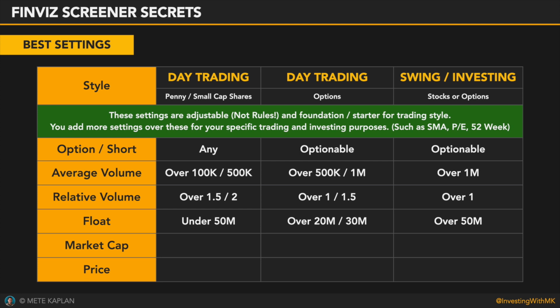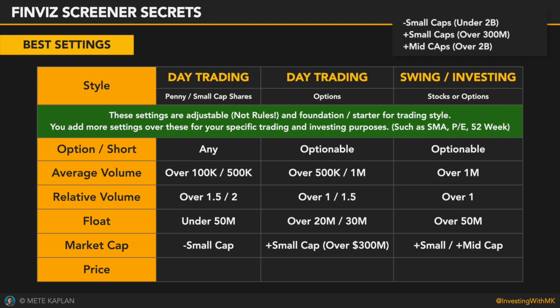If you trade penny stocks or small caps, just set it to minus small cap. If you day trade options, I most of the time set this to plus small caps, over 300 million. If you are an investor, plus small caps or plus mid caps will be a great choice.